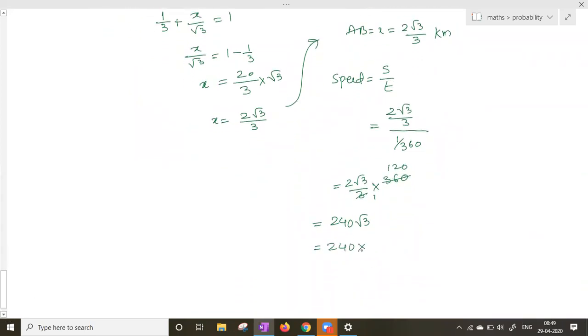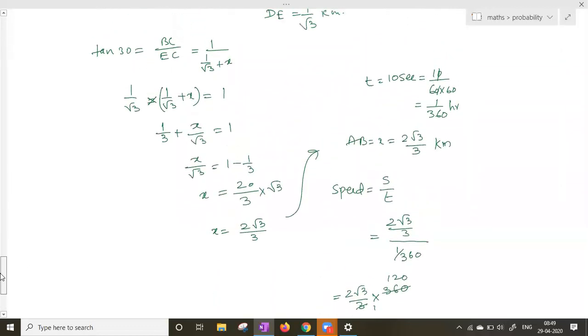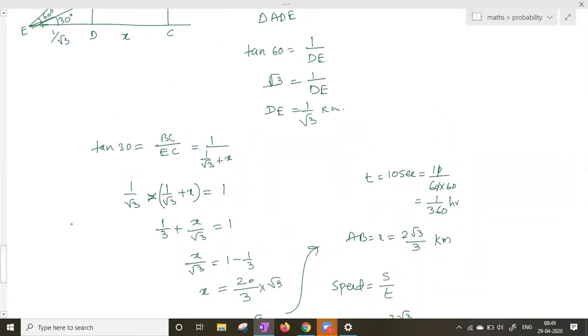Ma'am, I have a doubt. From the tan 30 part, I didn't get it, ma'am. You said tan 30 is equal to 1 by root 3 plus x. After that, how did that become 1 by root 3? This will go this side. This is 1 by root 3 is equal to 1 divided by 1 by root 3 plus x. So yes, this part will go here, multiplication.